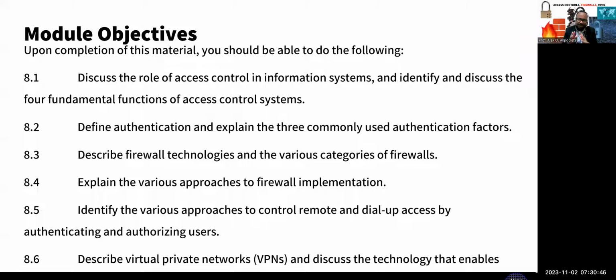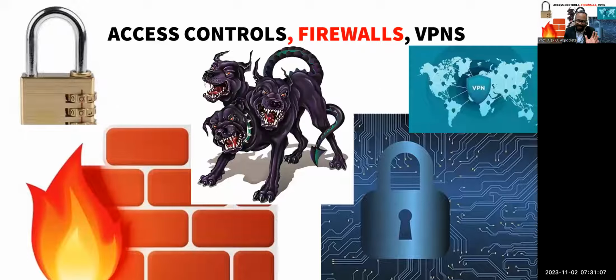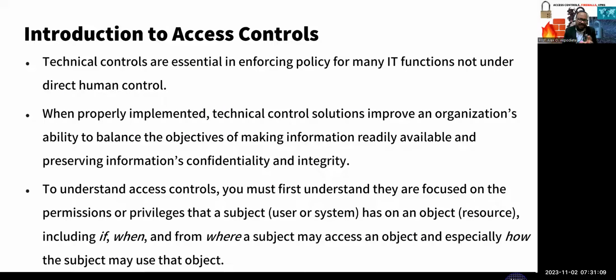All right. So in this module, I expect you to at least be able to discuss the roles of access control in information systems, and explain maybe 3 commonly used authentication factors. We're going to discuss that. And then firewall technologies, approaches to their implementation, and of course, describe a VPN, right? That's the picture that you see on here.